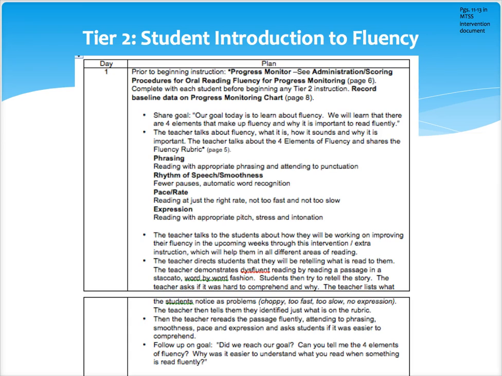With our Tier 2 Student Introduction to Fluency, you will have a 5-day plan. On day 1, you will always make sure that you have taken a baseline reading or that you have the information from the previous week's ORF passage. It should be documented on that progress monitoring chart. You'll begin every day sharing your goal for that lesson, and also at the end, you'll always talk about your follow-up goal. And so you're going to talk to the students about, did you reach your goals? You're going to do kind of a little wrap-up and making sure that students understood what you taught them that day. So that'll be on day 1.